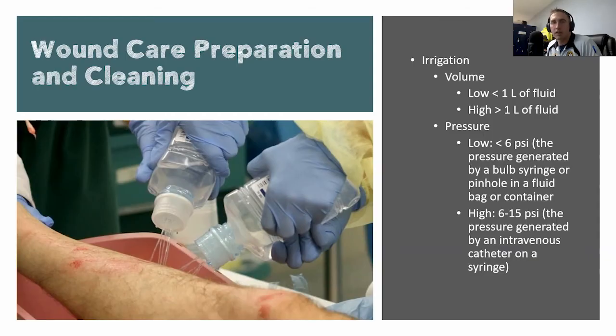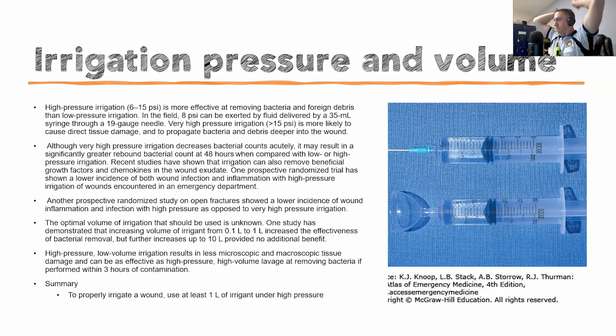How do we irrigate and clean wounds? Well, we consider a low volume, less than a liter, and a high volume of irrigation, more than a liter. High pressure irrigation can be generated usually by placing an IV catheter on a syringe and pushing that syringe. And low pressure would be like taking a bulb syringe or punching a hole in a bag of fluid or a container. So how much pressure and how much volume do you need?